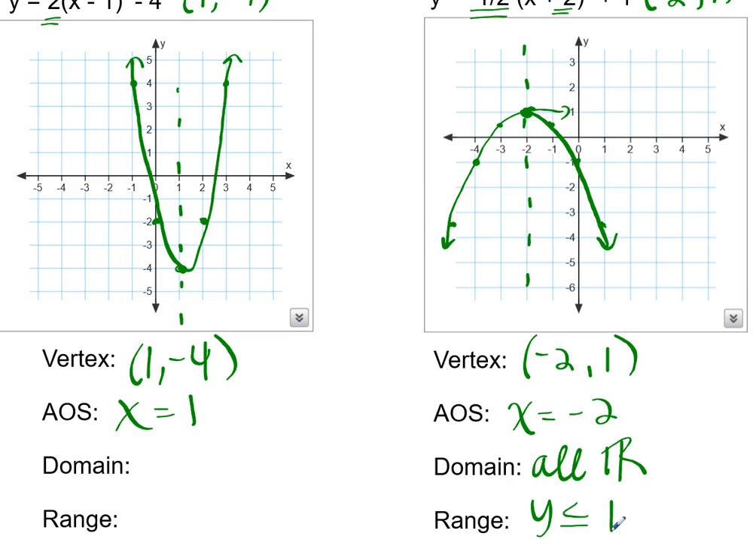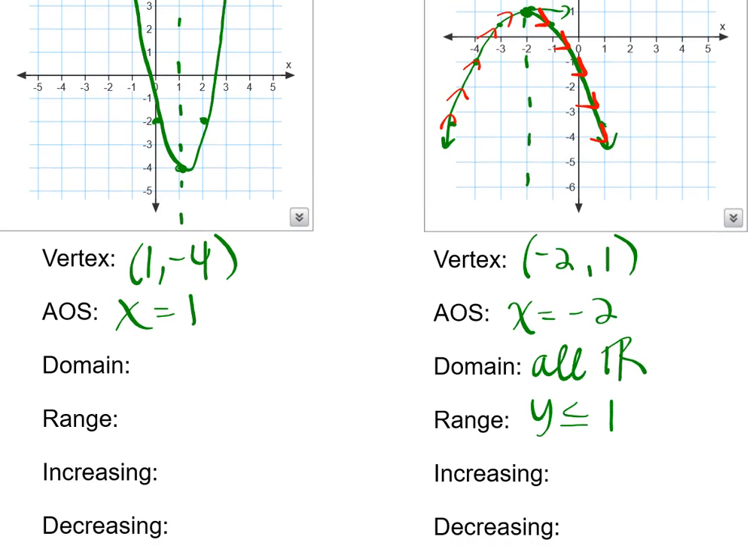If we want to look at increasing and decreasing, on the left-hand side, as we read from left to right, our value is increasing, and then on the right-hand side, it is decreasing. So it's increasing for all of the x's that are left of the vertex. Well, that means all the x's that are less than negative 2. So it's increasing where x is less than negative 2. And it's decreasing for all of the x's that are greater than negative 2.